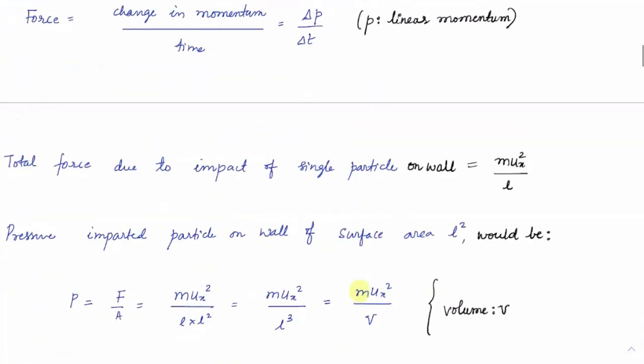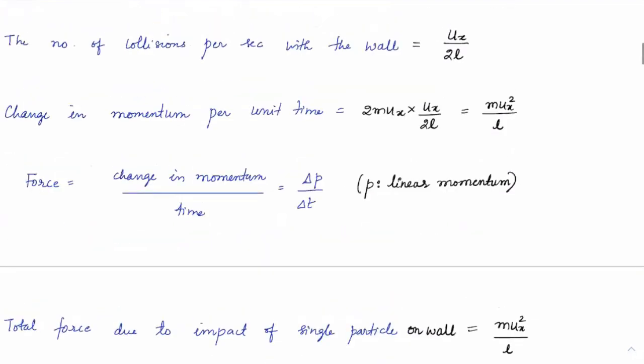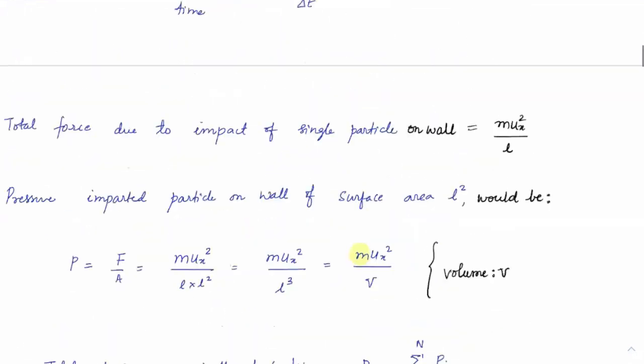So the total force impacting the wall by that particle is mux² by L. Pressure would be force divided by area. The area is L², so mux² by L³ is what you will get as pressure. And L³ is the volume. So PV is equal to mux². Till this point, you should be able to understand easily using the derivation.